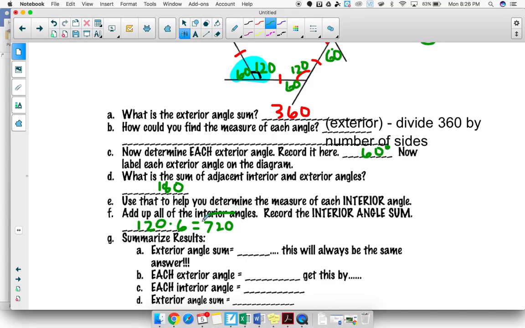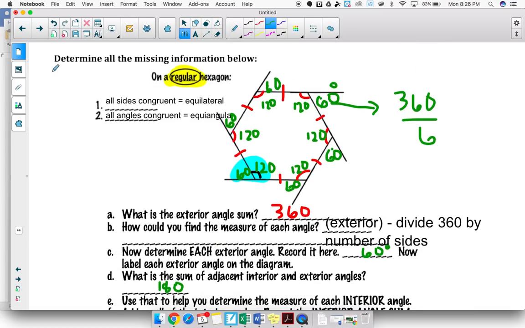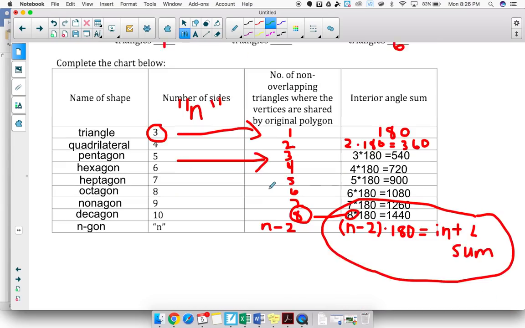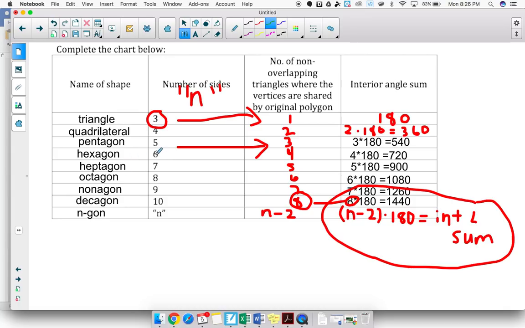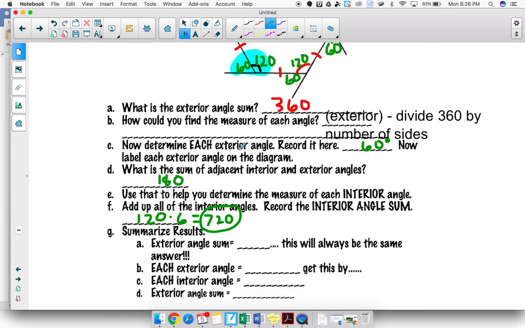Okay. Now, this is kind of cool. If we flip back to the other page, 6-sided polygon, right? Look at our chart. 6-sided polygon, 4 triangles on the inside. Boom, 720 right there. Please don't try to memorize these numbers. Just understand the formula. It's way easier than memorizing all of it.